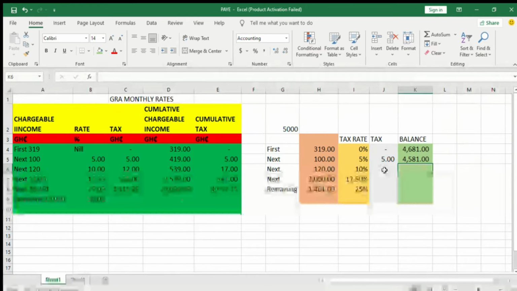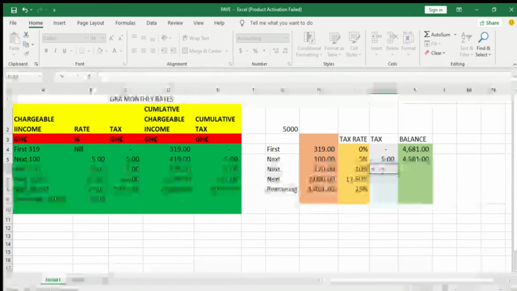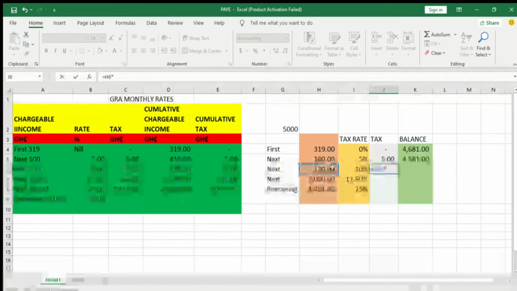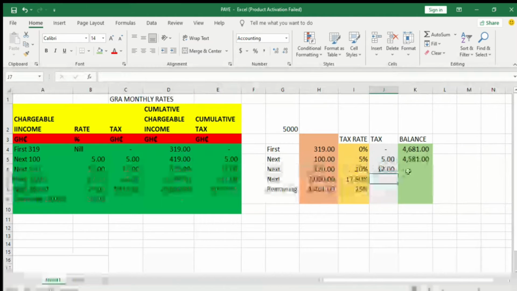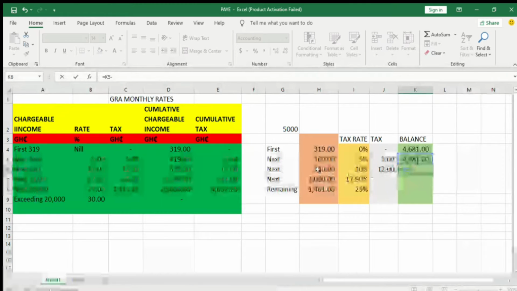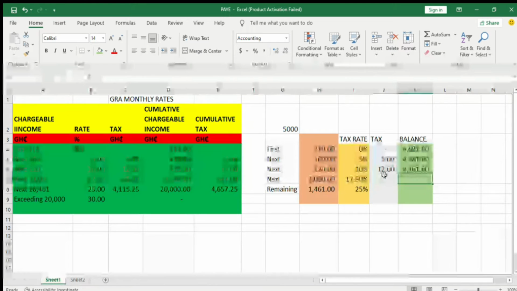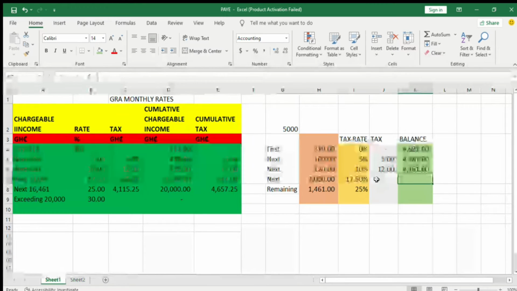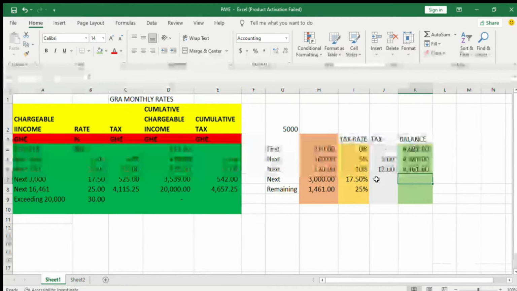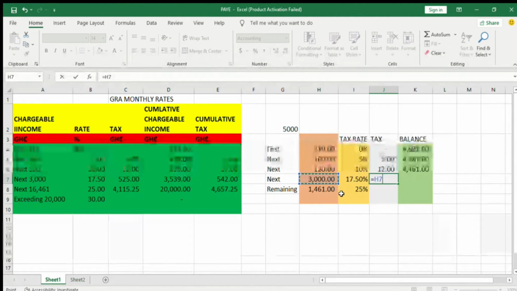So we have to charge all the rate here. So this is 120 times 10%. So we get 12 Ghana cedis. Then the balance, that is 4581 minus 120, we get 4461. Yes, so the next 3,000 Ghana cedis at a rate of 17.5%. We can take all of this. So all of this tax, that is 3,000 times 17.5%, we get 525 Ghana cedis.